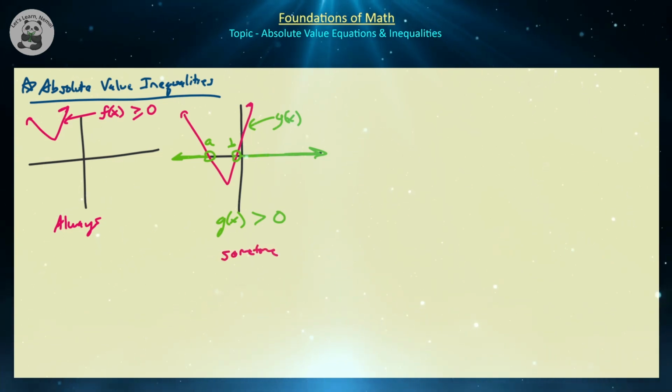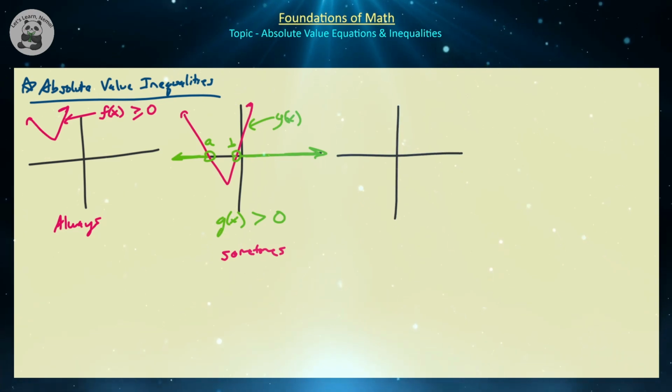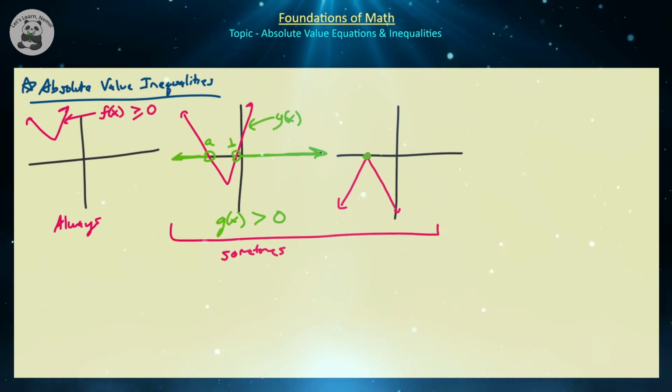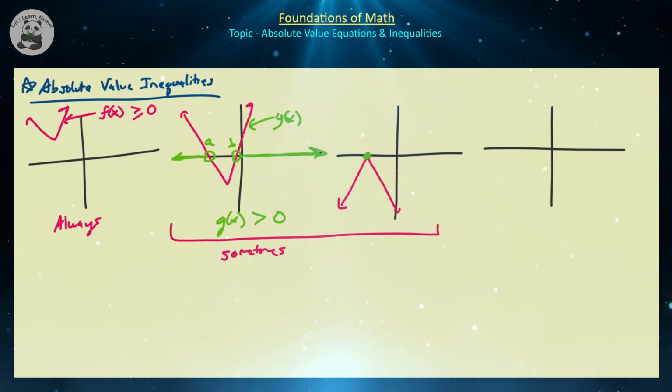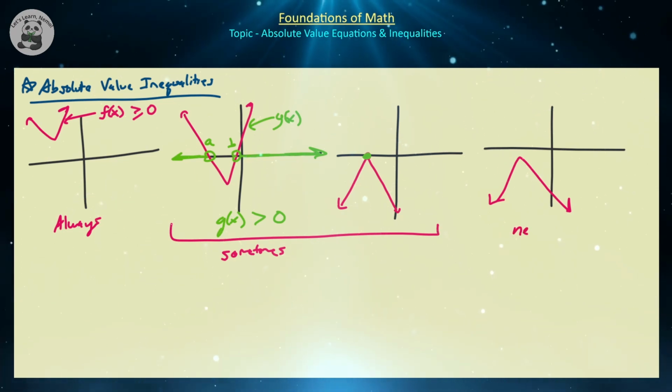If we had another type of relation, for example, this one, and let's assume its vertex is there, then there's one point for which this inequality is satisfied. So again, that would be a sometimes situation. And let's assume that we have another relation, something like this. Again, we want to know when this is greater than or equal to 0. And in this case, it will be never. So we have at least 4 different cases for solutions to absolute value linear inequalities.